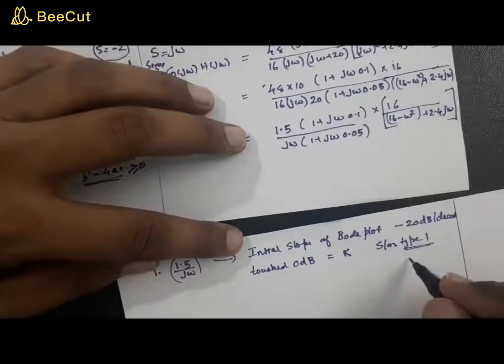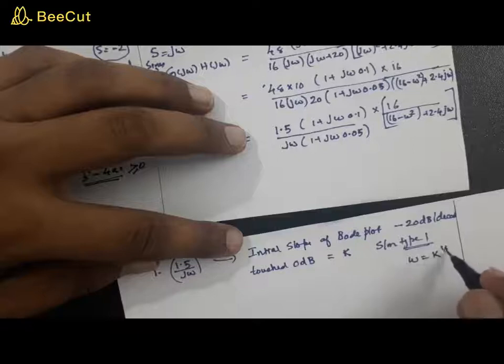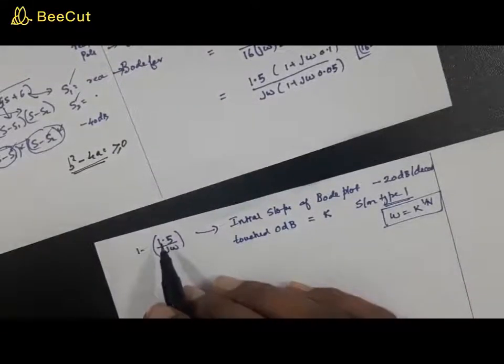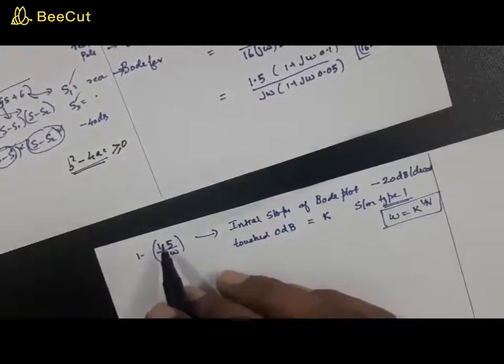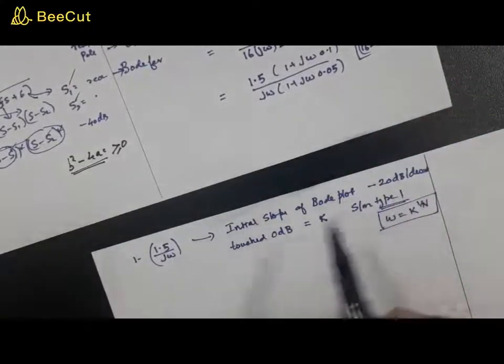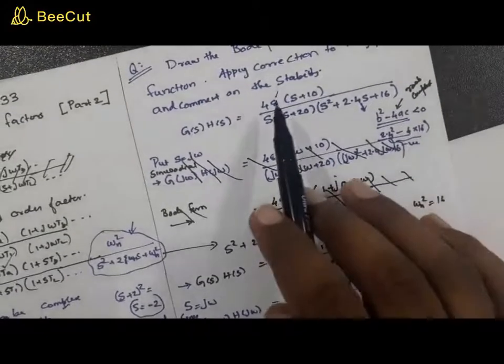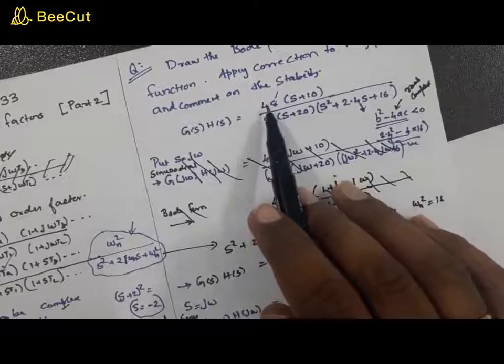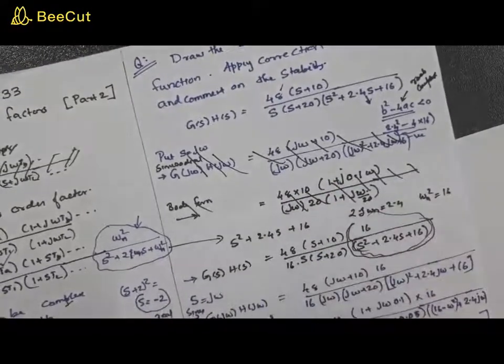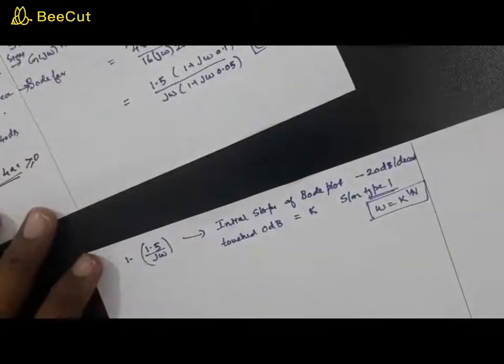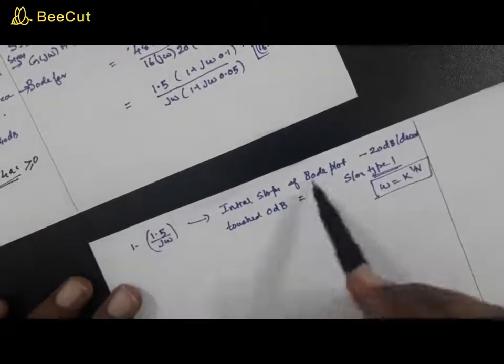Or you might be remembering this term, omega is equal to k raised to 1 by n. Since n is 1, omega is equal to k, and here k is equal to 1.5. This is a very important thing. If you want to find the initial plot, you need to do all these manipulations. Otherwise, there is always a tendency to take 48. It's not 48, because initially in the question it is given as 48, but after converting it into Bode form, you will come to this 1.5. So the plot initially has a slope of minus 20 dB per decade.